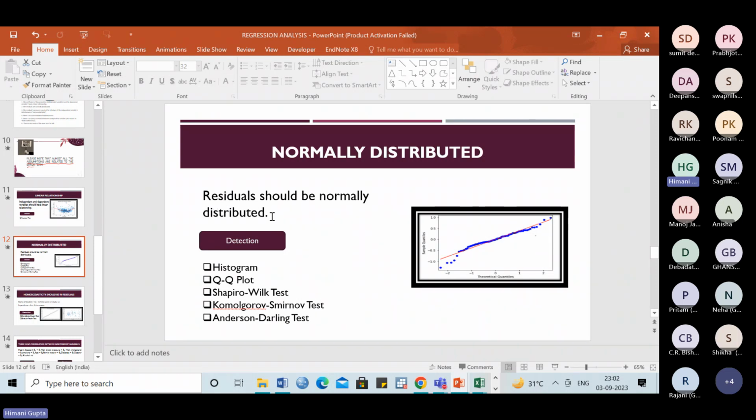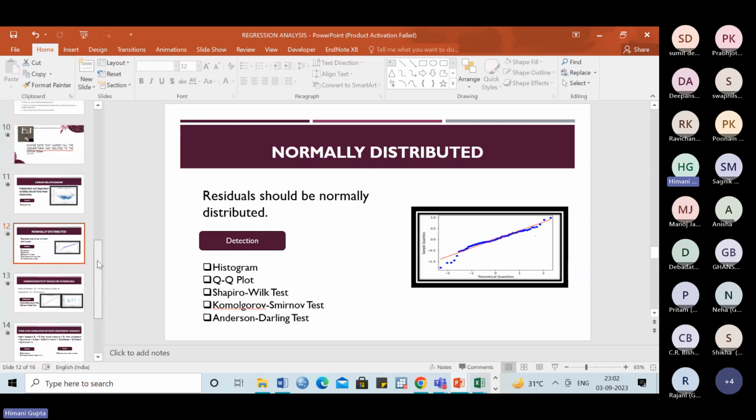Whatever variables are sitting in your residuals, that should be normally distributed. And we have different kinds of tests by which we can find out whether my data is normally distributed or not. And one more thing, which I have not included in the slide: your residual mean should be 0. That means we need fewer variables to be left in the residuals.